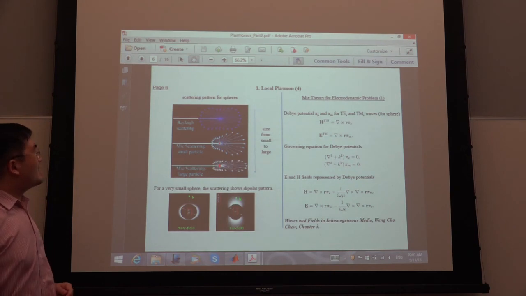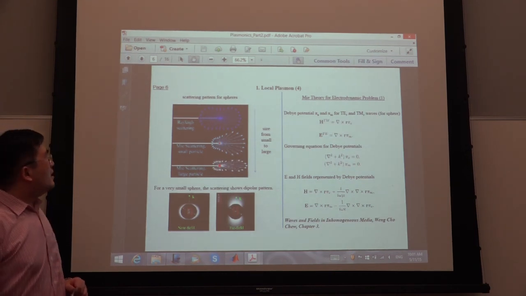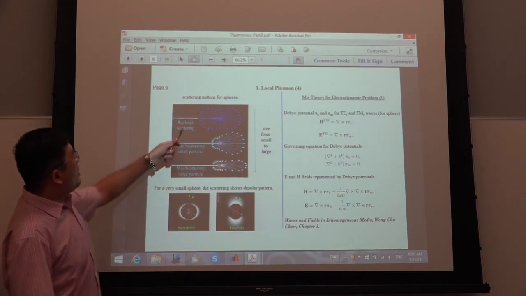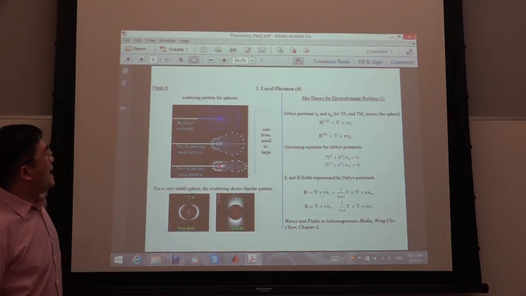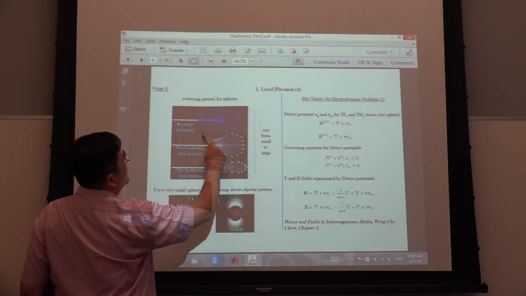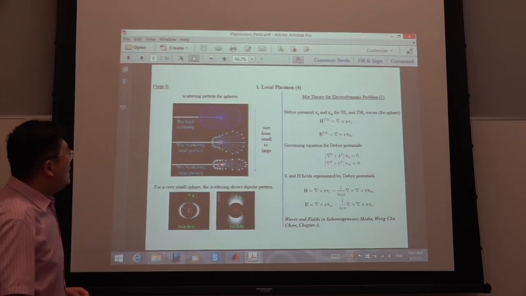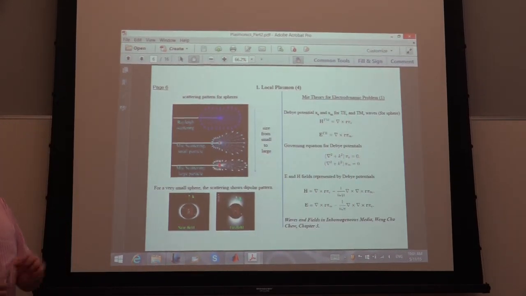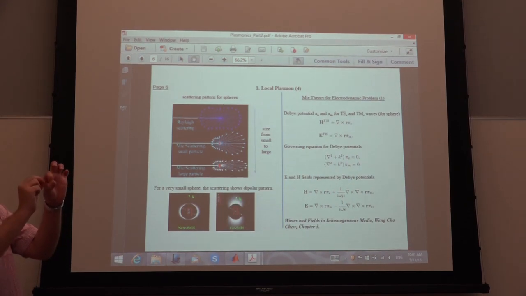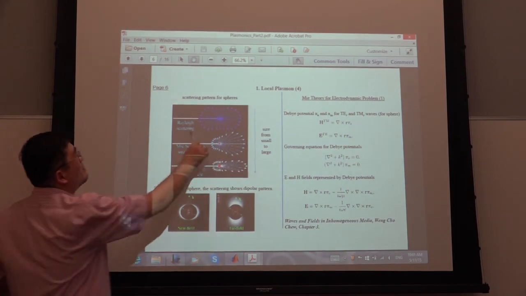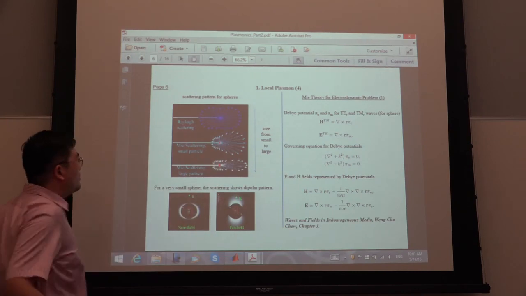The physics of scattering for a sphere. If a sphere is very, very small, much smaller than the wavelength, we call it Rayleigh scattering. The far-field scattering pattern is similar to a dipole. Rayleigh scattering can explain why the sky is blue. Because the particles scatter the EM wave, the particles scatter blue light much more strongly than red light.